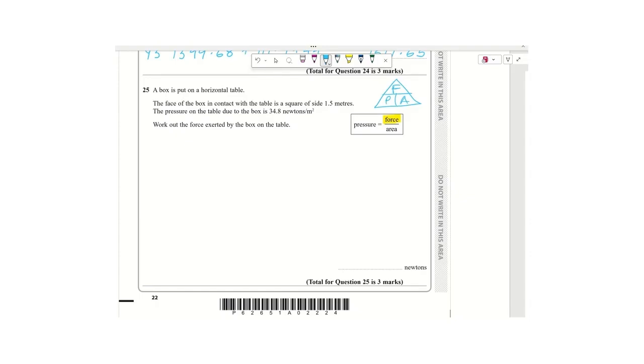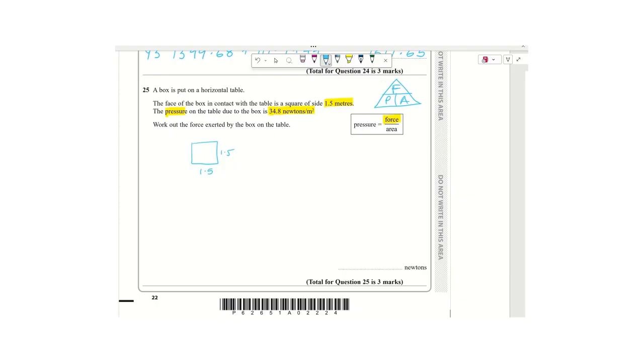So we've got a box on a table. The face of the box in contact with the table is a square of side 1.5 meters. So we've got a box which is 1.5 by 1.5 meters. And it tells us that the pressure is 34.8 Newton meters squared. And we're asked to find the force.